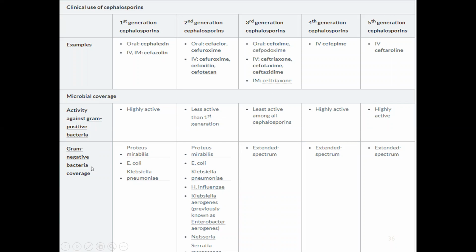Then gram-negative bacteria coverage. First generation covers Proteus mirabilis, E. coli, and Klebsiella pneumoniae. Second generation covers Proteus mirabilis, E. coli, Klebsiella pneumoniae, Haemophilus influenzae, Klebsiella aerogenes, Neisseria, and Serratia. Then third generation has extended spectrum. Fourth and fifth also have extended spectrum activity against gram-negative bacteria.